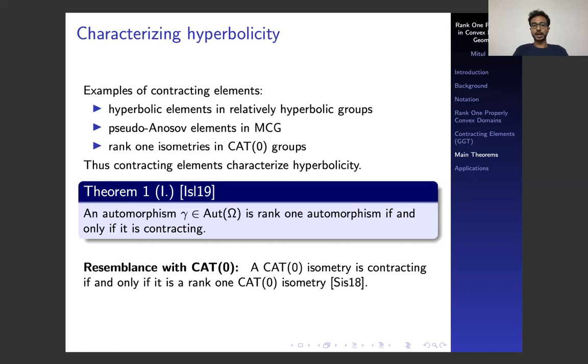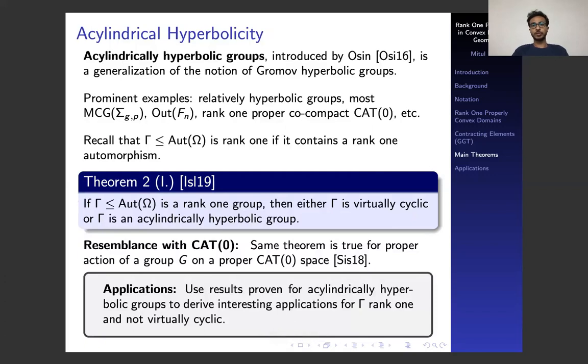This theorem has a parallel in the CAT(0) world, where Sisto proved that a CAT(0) isometry is contracting if and only if it is a rank 1 isometry in the CAT(0) sense. Now, using Theorem 1, we can establish a connection between acylindrical hyperbolicity and the rank 1 condition that we have developed. Acylindrically hyperbolic groups were introduced by Osin as a generalization of the notion of relatively hyperbolic groups. Prominent examples include relatively hyperbolic groups, most mapping class groups, outer automorphism groups of free groups, rank 1 proper co-compact CAT(0) groups, and so on.